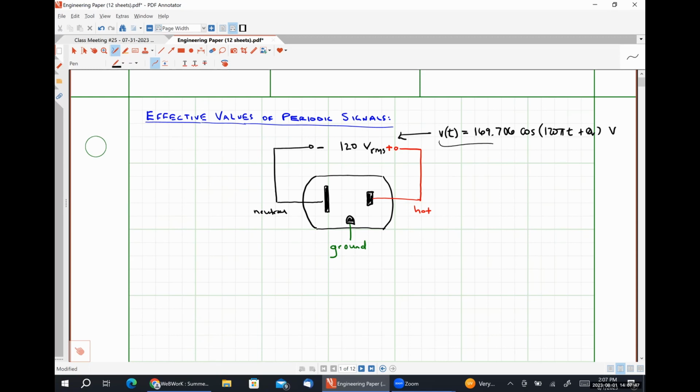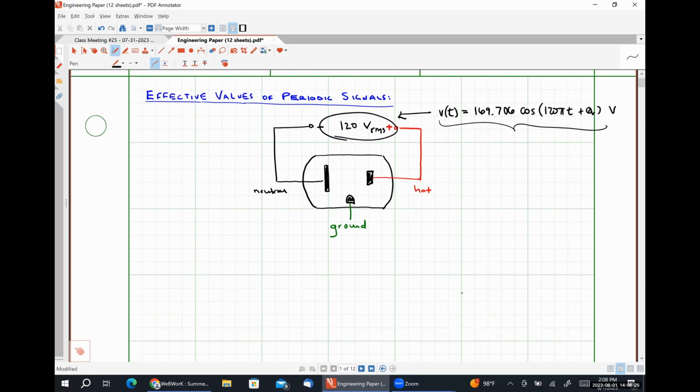Now, this representation is what we would see if we connected an oscilloscope to an outlet so that we could literally measure the voltage as a function of time. It contains a lot of information, but not all of it is needed in a lot of circumstances. So instead, electrical engineers represent this voltage with an effective value, and that effective value is this 120 volts RMS that some of us are familiar with. So let me explain to you what an effective value is.